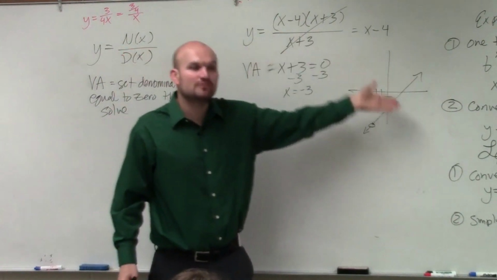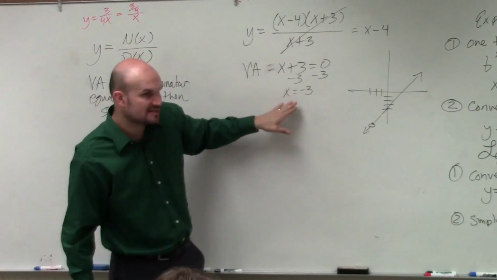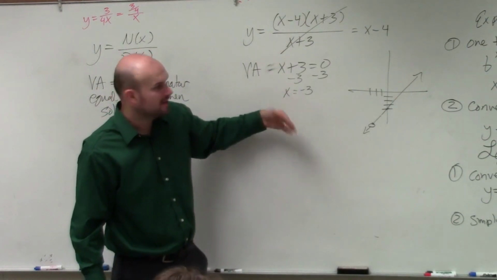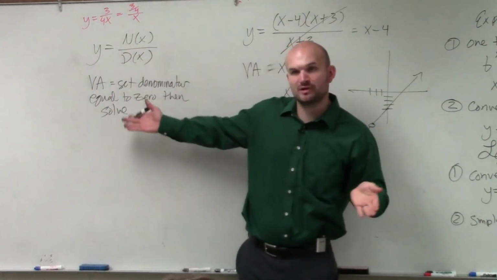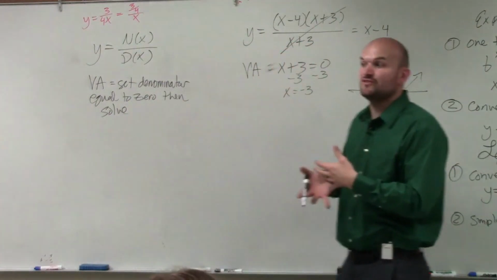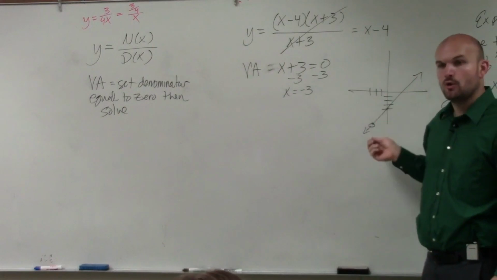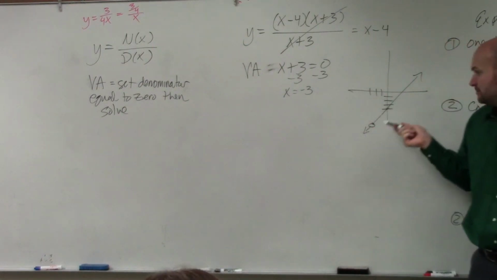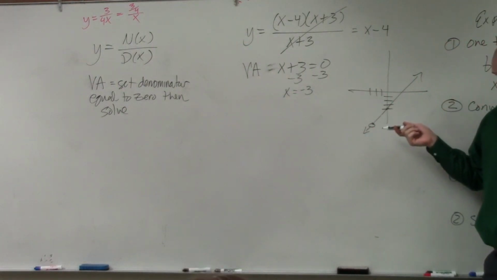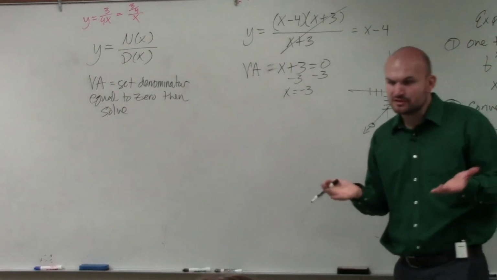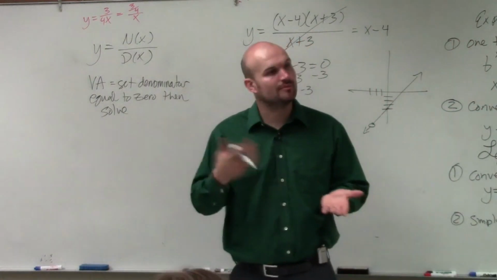When you have a removable discontinuity, you'd still set the denominator equal to 0 and find it. But it's not going to be an asymptote like my previous definition. When it's removable, meaning you can divide it out, it's called a hole. And graphically, it would look like this. So the difference of your discontinuities: you either have an asymptote or a hole.